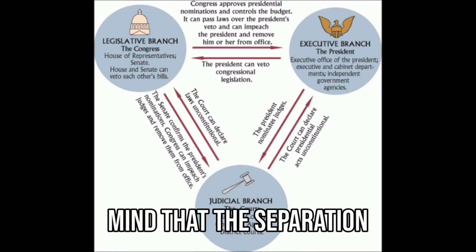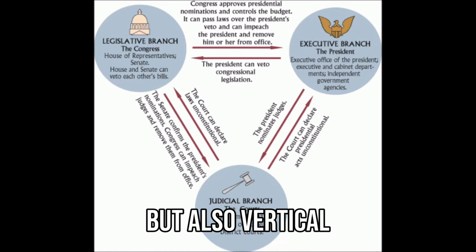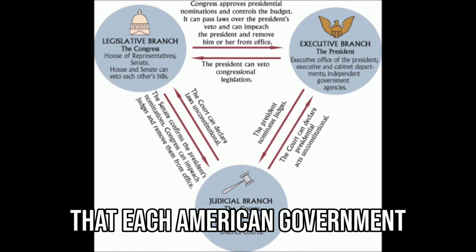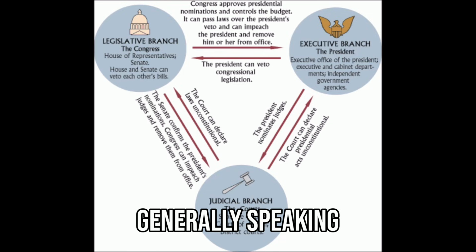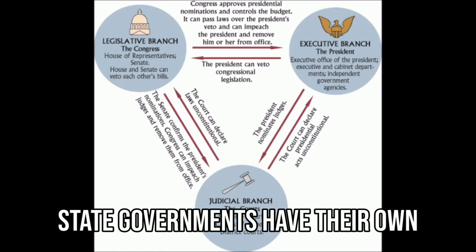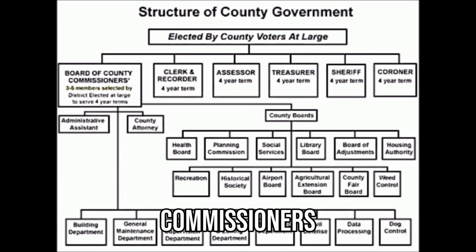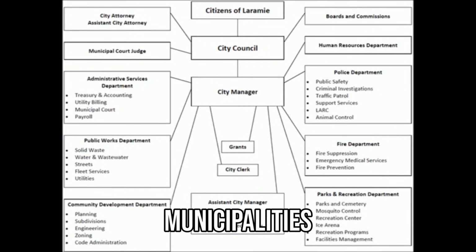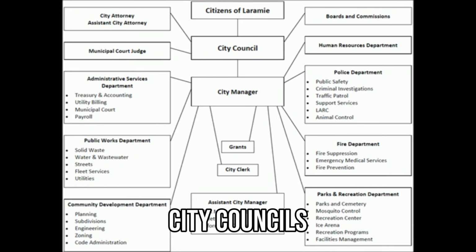You must keep in mind that the separation of powers are not just horizontal, but also vertical, by which I mean that each American government has its own three branches, generally speaking. State governments have their own legislatures, governors, and judiciary. County governments have commissioners, sheriffs, and courts. Municipalities, that is, city governments, commonly have city councils, mayors, and judges.